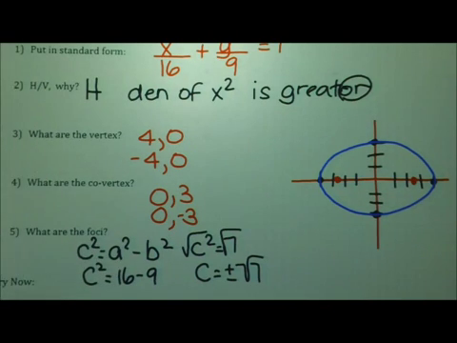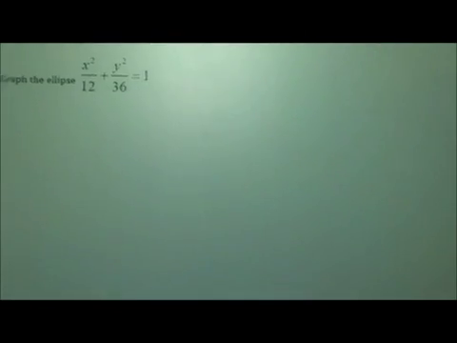All right, so now I want you to try. So I gave you an example. Graph the ellipse x squared over 12 plus y squared over 36 equals 1. So this would be a good place to pause it and try it, okay?